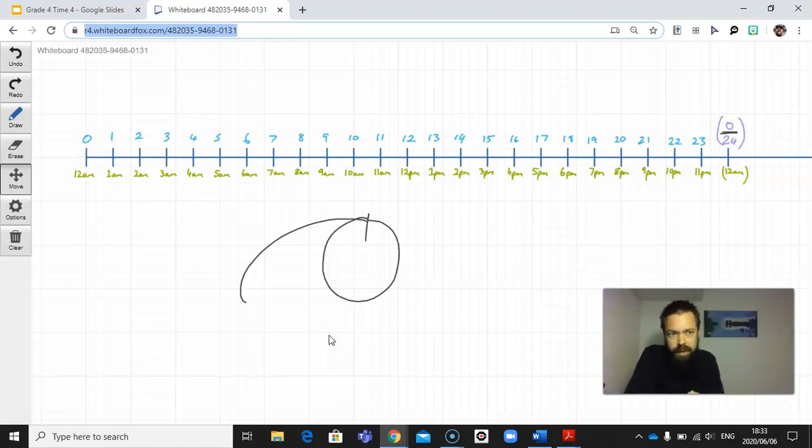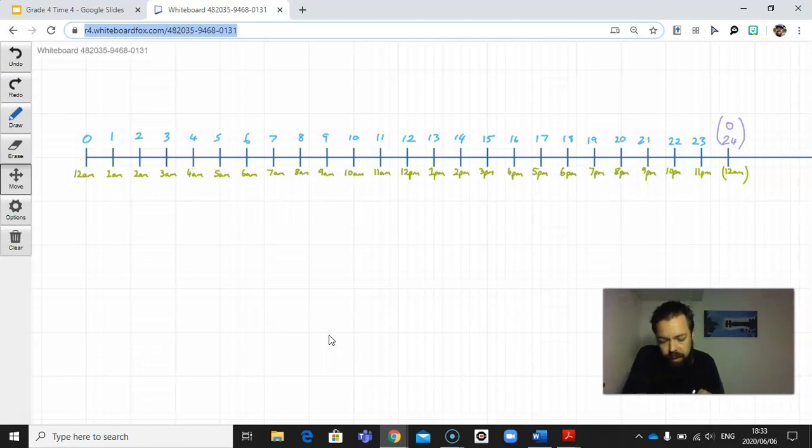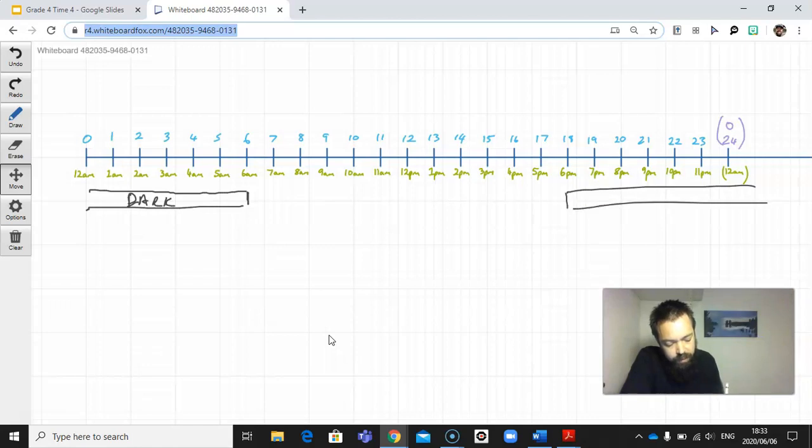So let's also have a quick look at which parts of this are dark and which parts are light. Let's assume that the sun gets up at 6 a.m. So before 6 a.m., it's dark. And let's also assume that the sun goes down at 6. So that's when it gets to evening again and dark. And in between it's sun up and light.